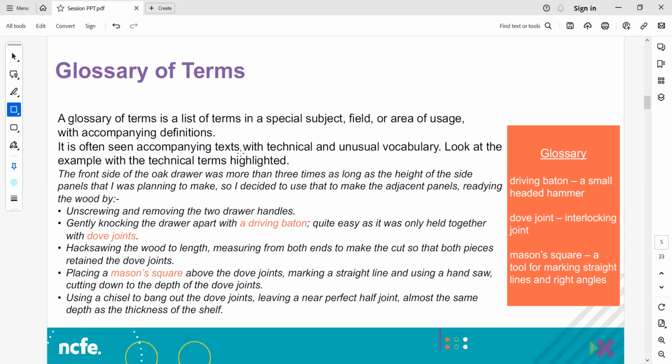Okay, so that's explaining how this joiner or carpenter was making some drawers possibly, and we've got that glossary there to help us with the understanding of the terminology.